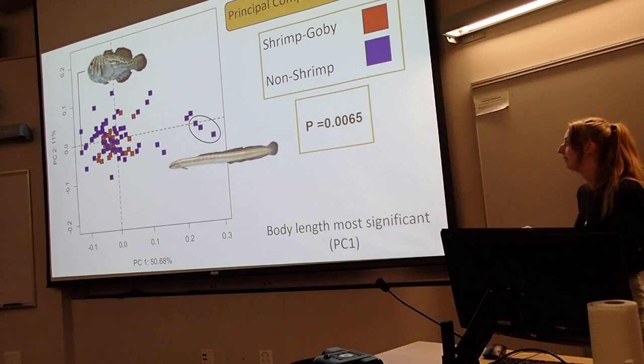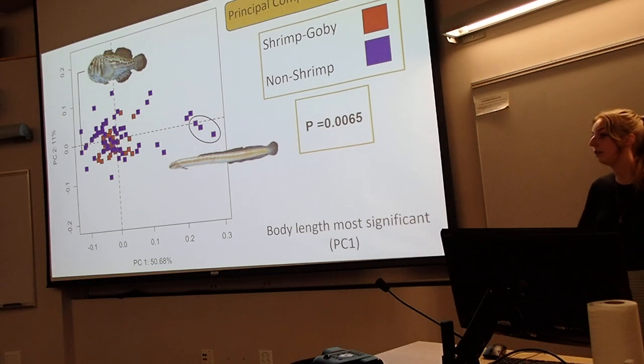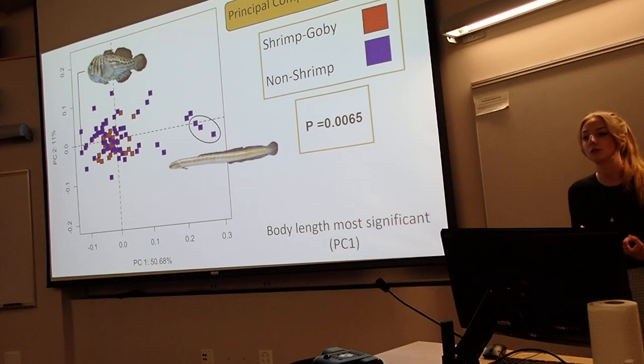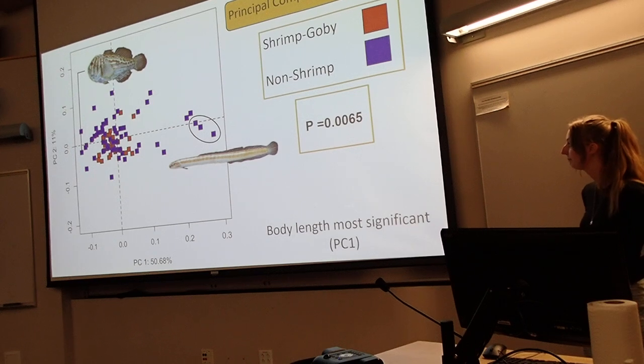So we see again that this is statistically significant that non-shrimp gobies have more diversity or more disparity, which supports our hypothesis that there is a constraint on the shrimp gobies. They have less morphological disparity.